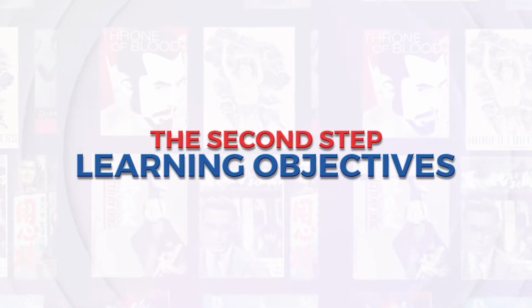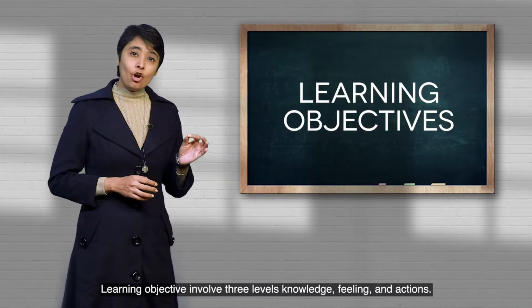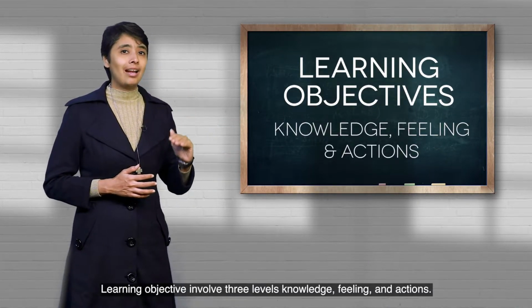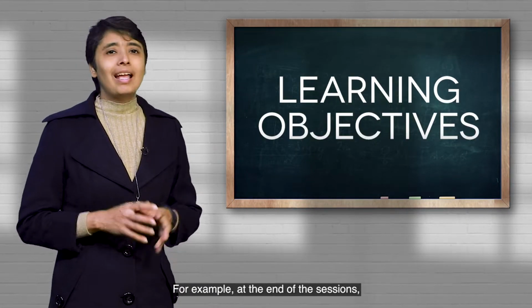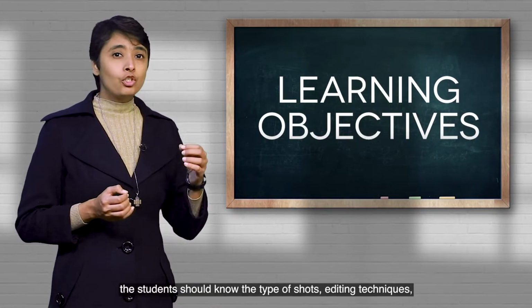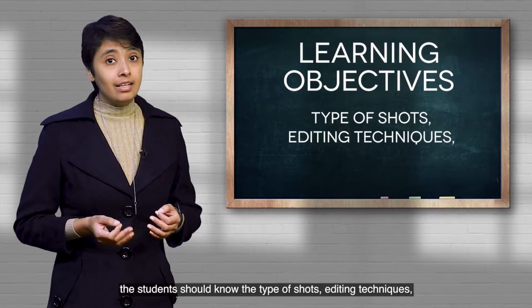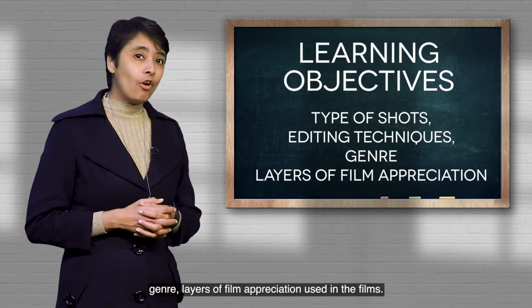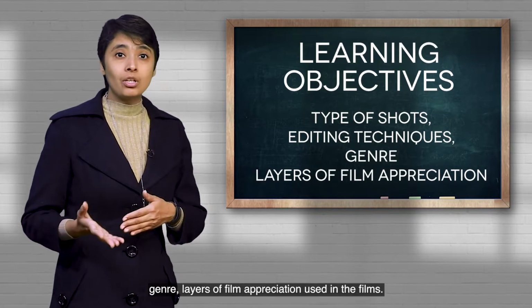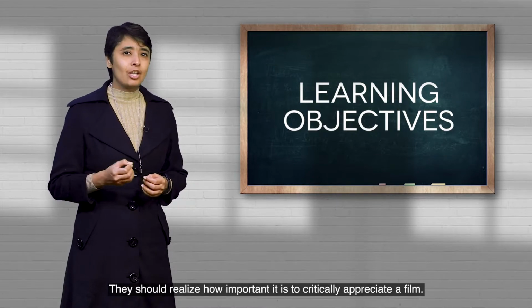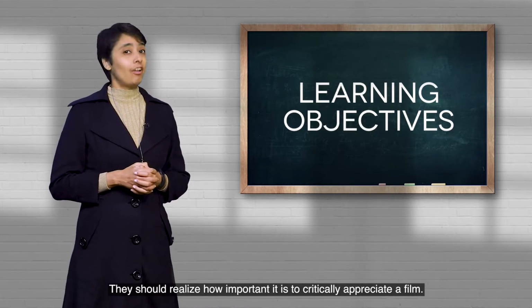The second step, learning objectives. Learning objectives involve 3 levels: knowledge, feeling, and actions. For example, at the end of the session, the students should know the type of shots, editing techniques, genre, and layers of film appreciation used in the films. They should realize how important it is to critically appreciate a film.